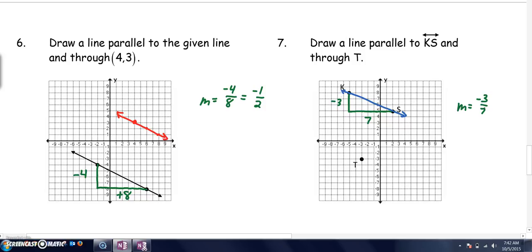So I'm going to do the same thing with point T. So I'm going to use my slope. I'm going to go down 3, 1, 2, 3. I'm going to go over 7, 1, 2, 3, 4, 5, 6, 7. And I'm going to connect my points so that I now have parallel lines. So remember that parallel lines always have the same slope, same sign, and the same number in the numerator and denominator.